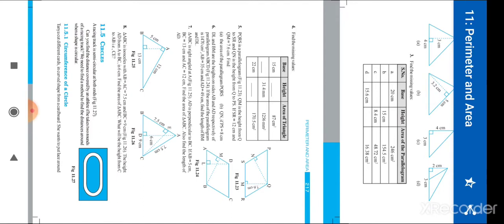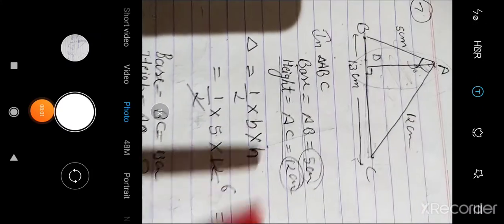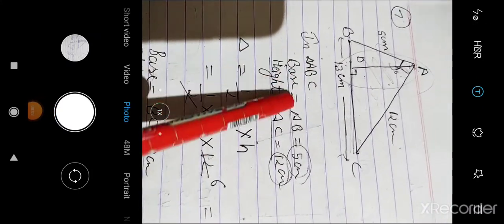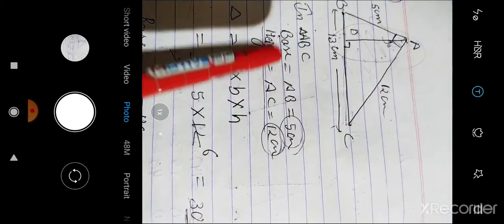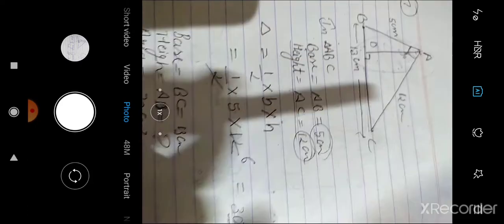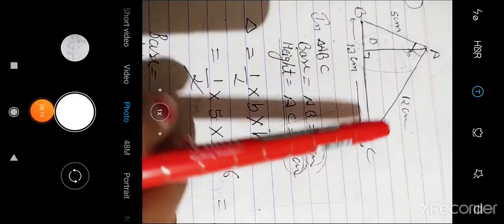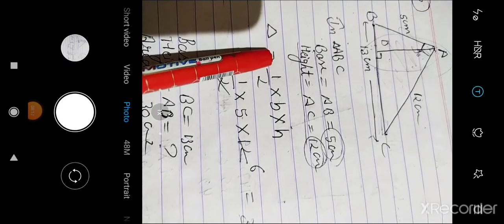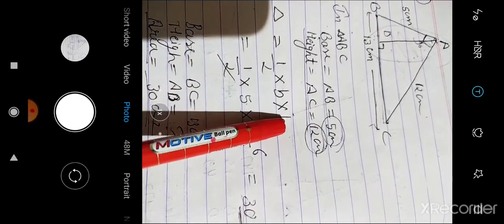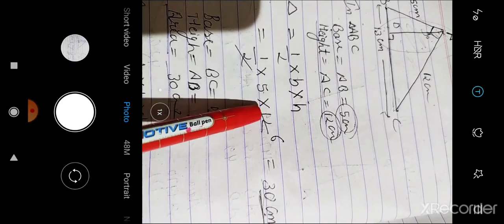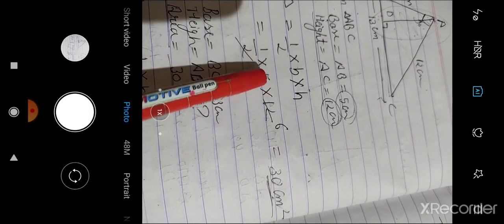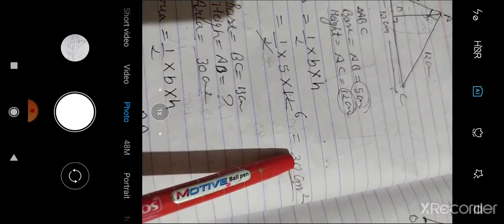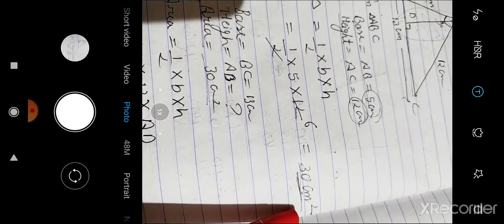Also find out the length of AD. So in triangle ABC, base is equal to AB and value of AB is equal to 5 centimeter. Height is equal to AC and value of height is equal to 12 centimeter. As we all know, area of triangle is equal to half multiplied by base multiplied by height. So we have half multiplied by 5 multiplied by 12. From here we can easily calculate area of triangle, and it is 30 centimeter square.